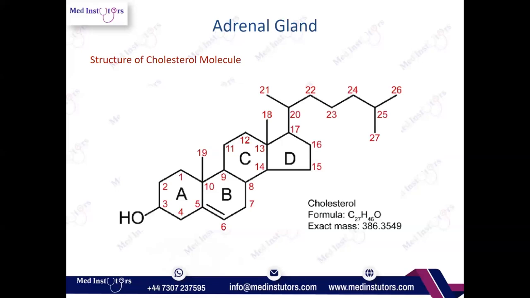So what are the high yield points from the cholesterol molecule? It has 27 carbon atoms. The formula is C27H46O. The hydroxyl group is attached at carbon number 3.